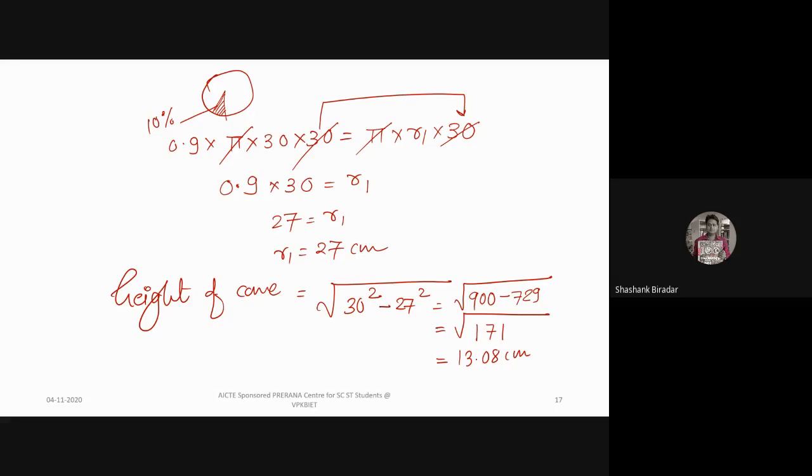So what we have to do is find the ratio of radius. Radius is 27 and height is 13.08. Okay, so the answer would be the ratio of these two. And whenever you are dealing with numerical ability answers, you should be correct up to two places after the decimal point, right?